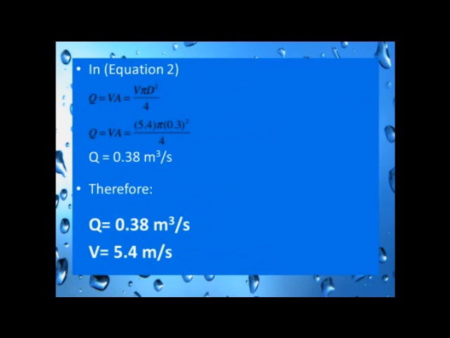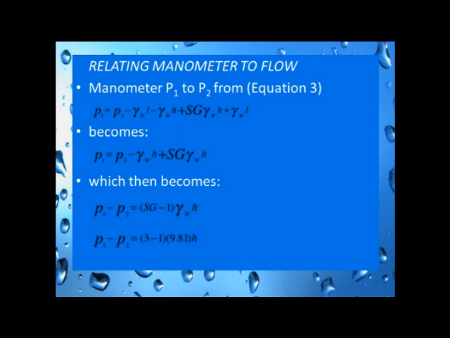We continue on with step 6 by using our equation 2, which is the flow rate equation. Using the known values and the calculated V, which is equal to 5.4 meters per second, solve for Q. Q is equal to 0.38 meters cubed per second.